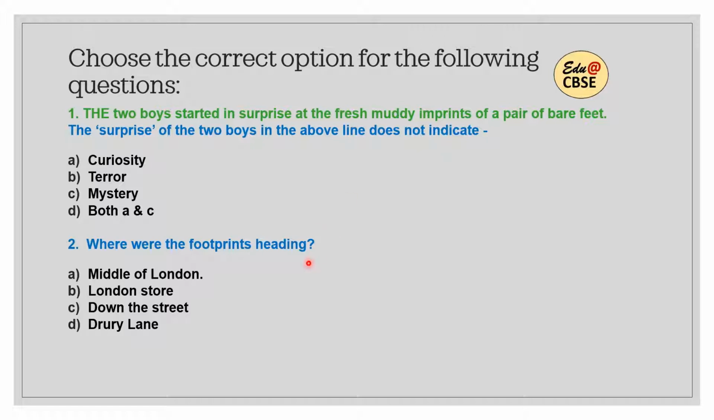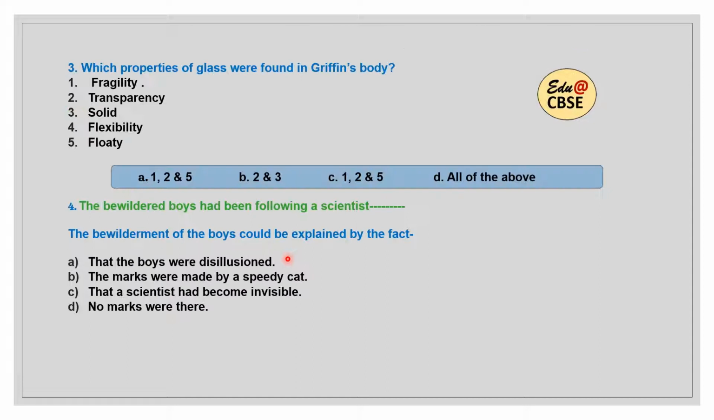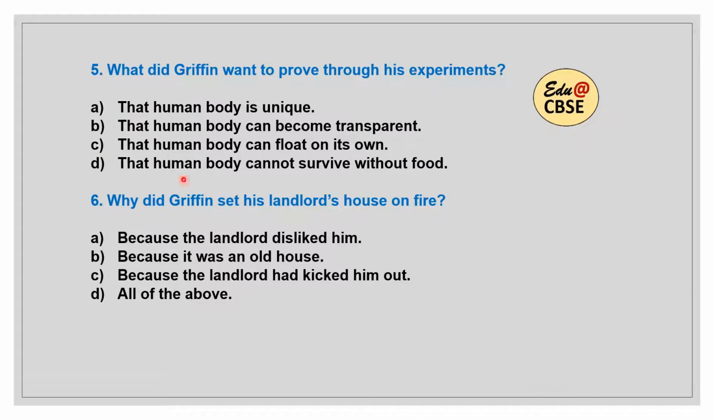Question number 2. Where were the footprints heading? Number 3. Which properties of glass were found in Griffin's body? So again the green one, this is a line from the chapter. The bewildered boys had been following a scientist. The bewilderment of the boys could be explained by the fact. Next one. What did Griffin want to prove through his experiments?